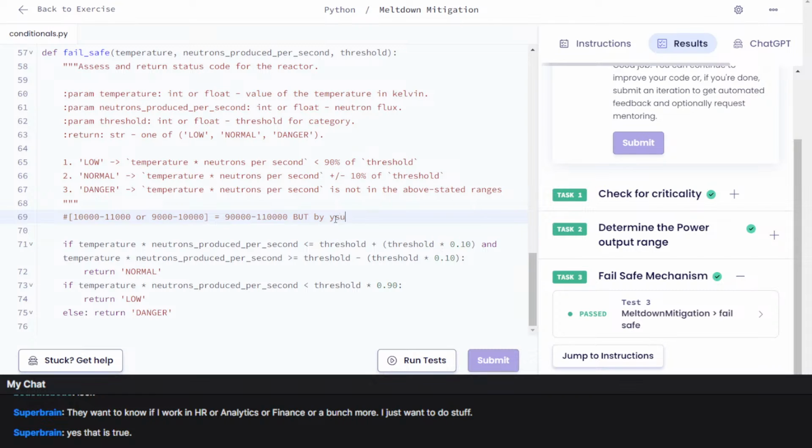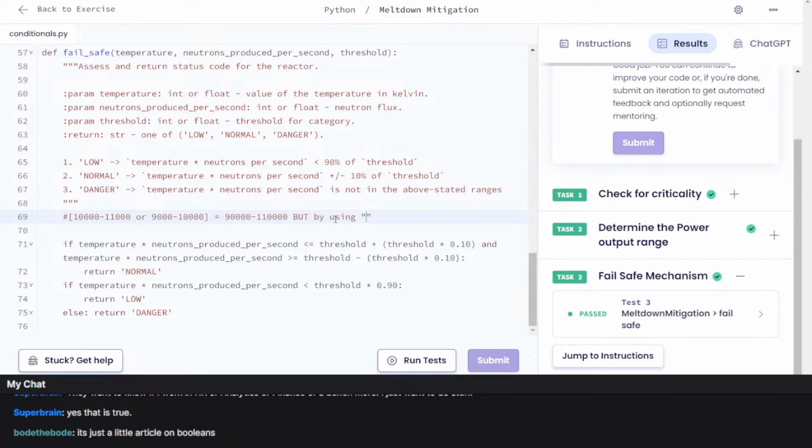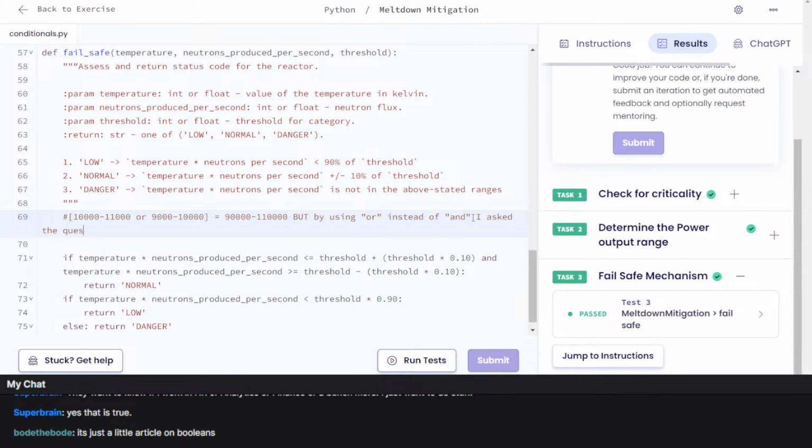Alright, but I asked, but by using "or" instead of "and". Bodefi Bode says it's just a little article on Booleans. Okay. Instead of "and", I asked the question, and then I'm gonna copy and paste the thing that you said from earlier. Where is it? Oh yeah, x less than 9,000, x greater than 9,000 or less than 11,000. Every single real number. Noble Penniless says yay. Oh for God. Booleans.